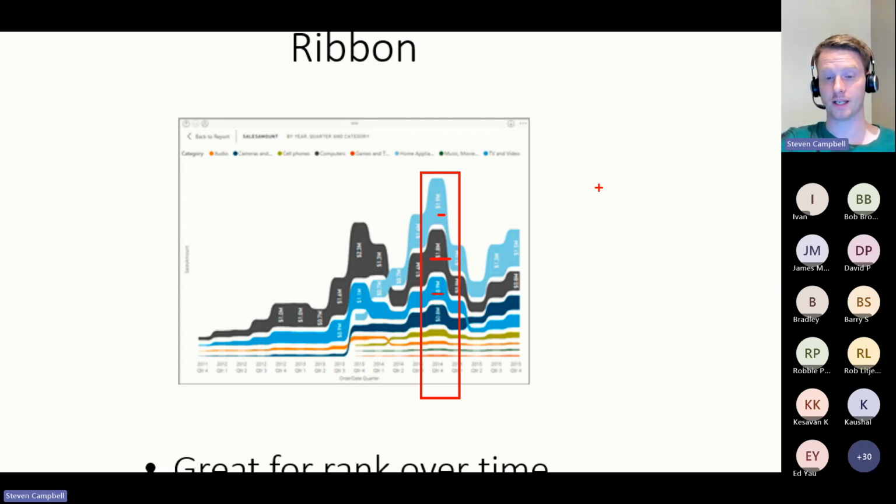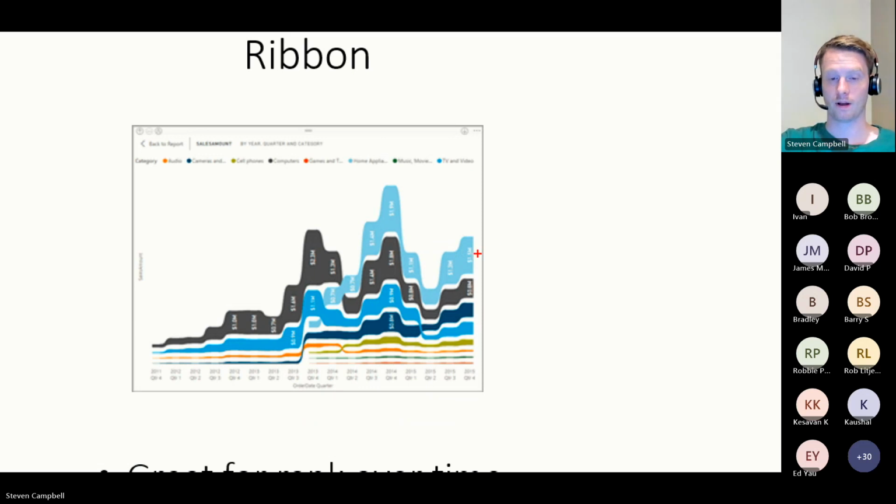I mean, I can really quickly see this light blue was top all the way, apart from, you know, starting at, I think this is 2014 Q2. This gray was the top, and then this light blue kind of emerged and took over it.